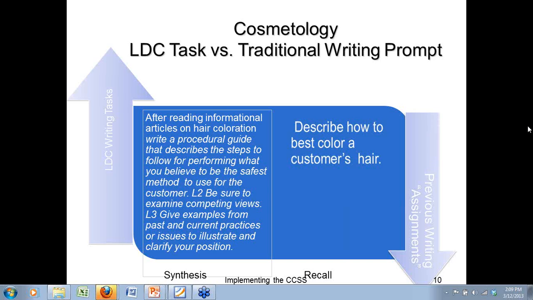The one on the left would also give a little more opportunity to bring in some higher level thinking, because they do have to bring in informational articles, etc. It's not just based on opinion. But both can be useful. Any others, or should we move on?